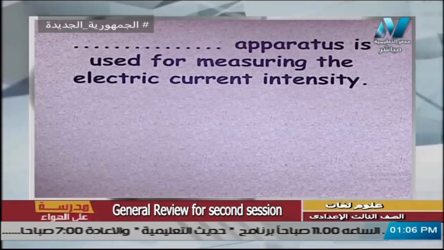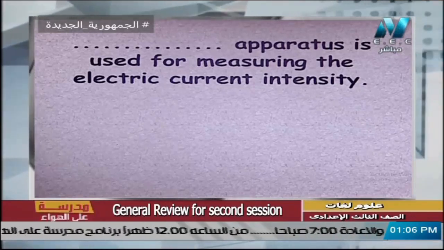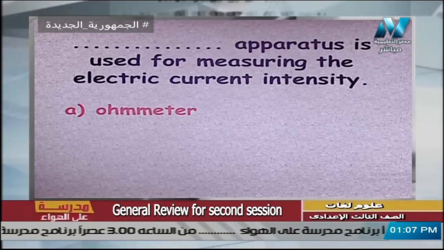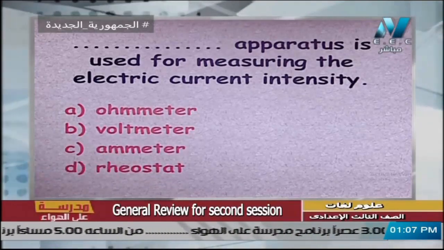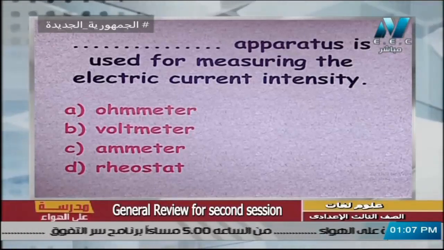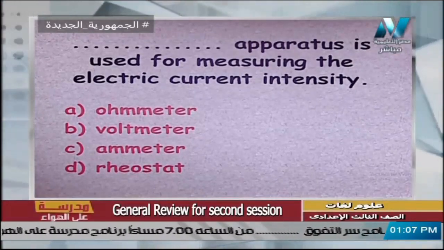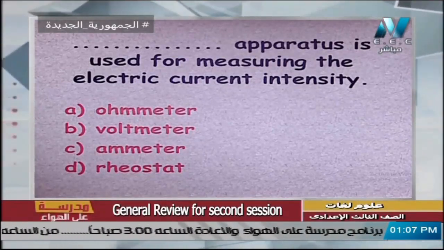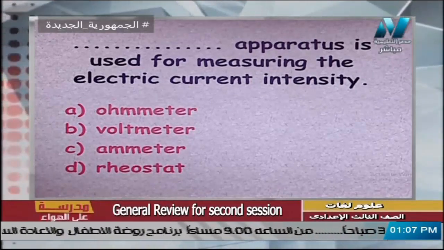Which apparatus is used for measuring the electric current intensity? Ohmmeter, voltmeter, ammeter, rheostat. Which one measures the electric current intensity? Sure, it will be the ammeter. Ammeter is used to measure the electric current intensity.